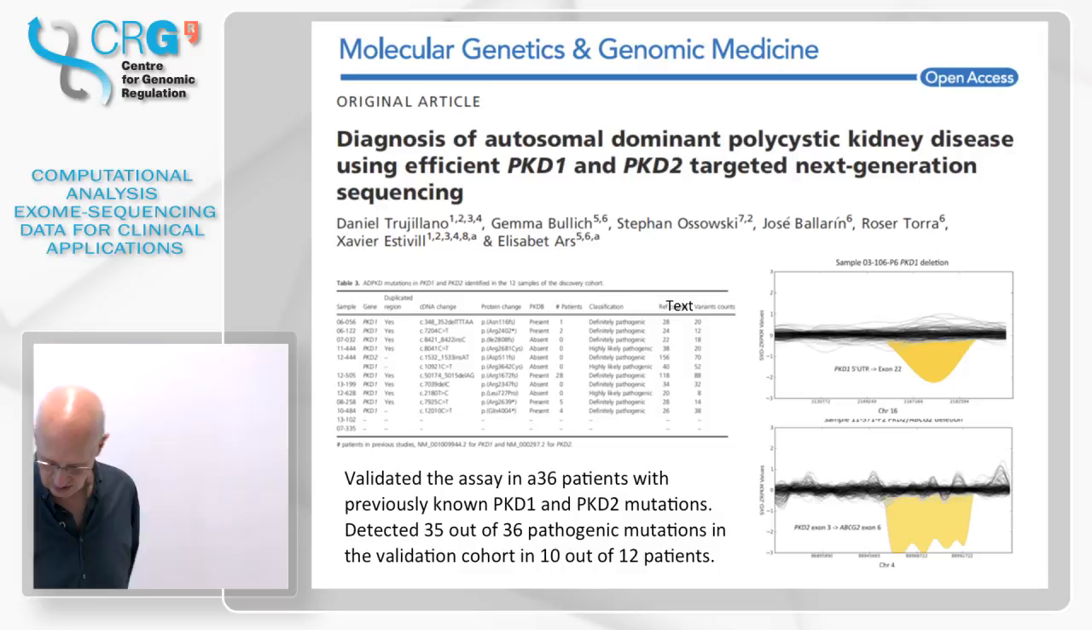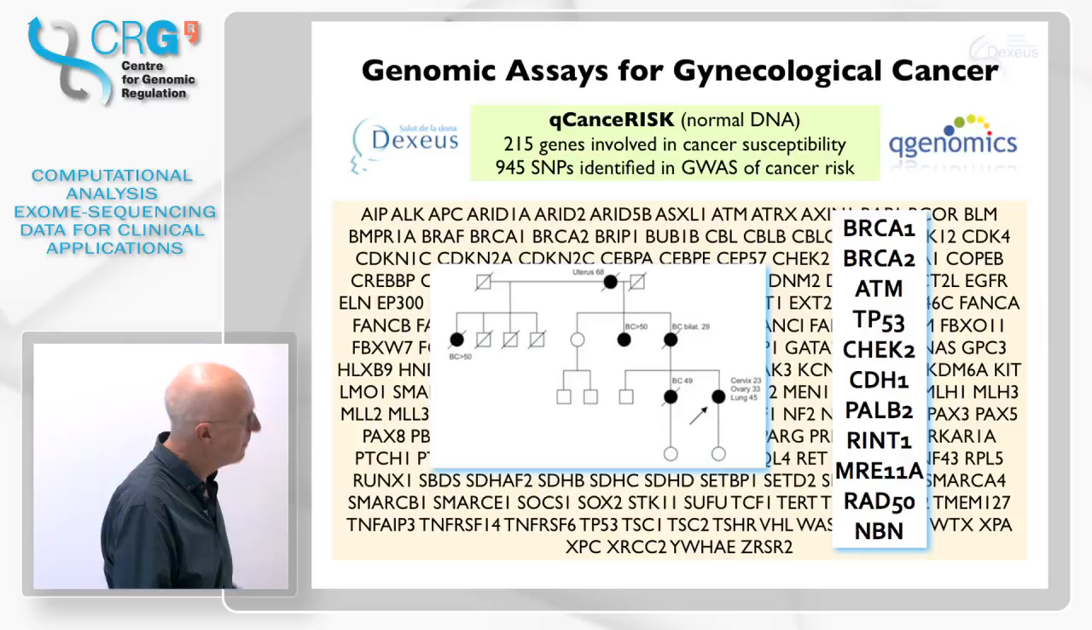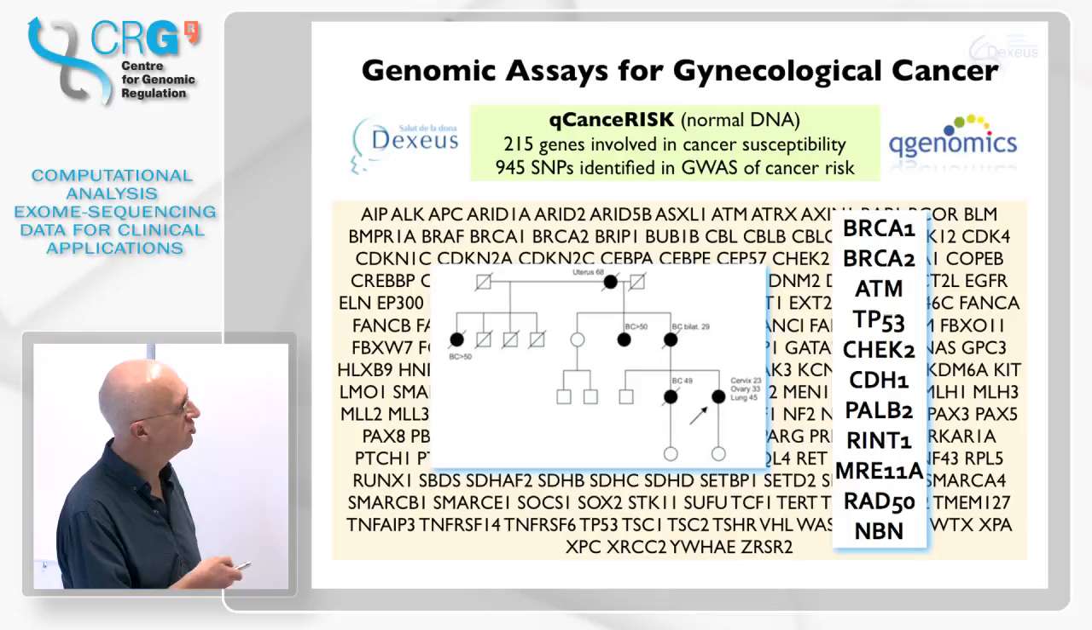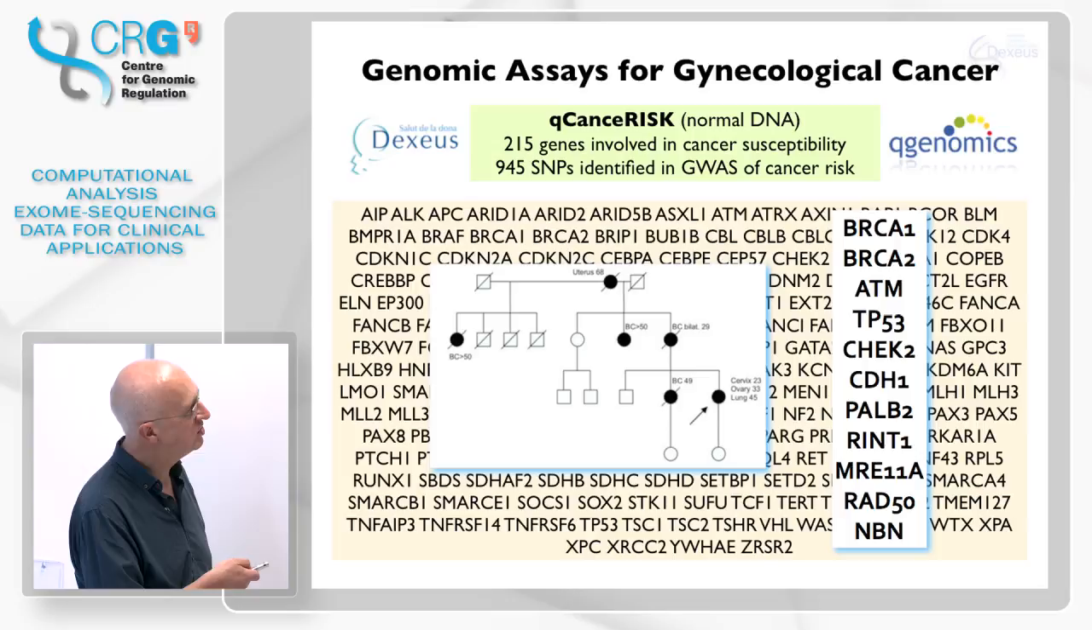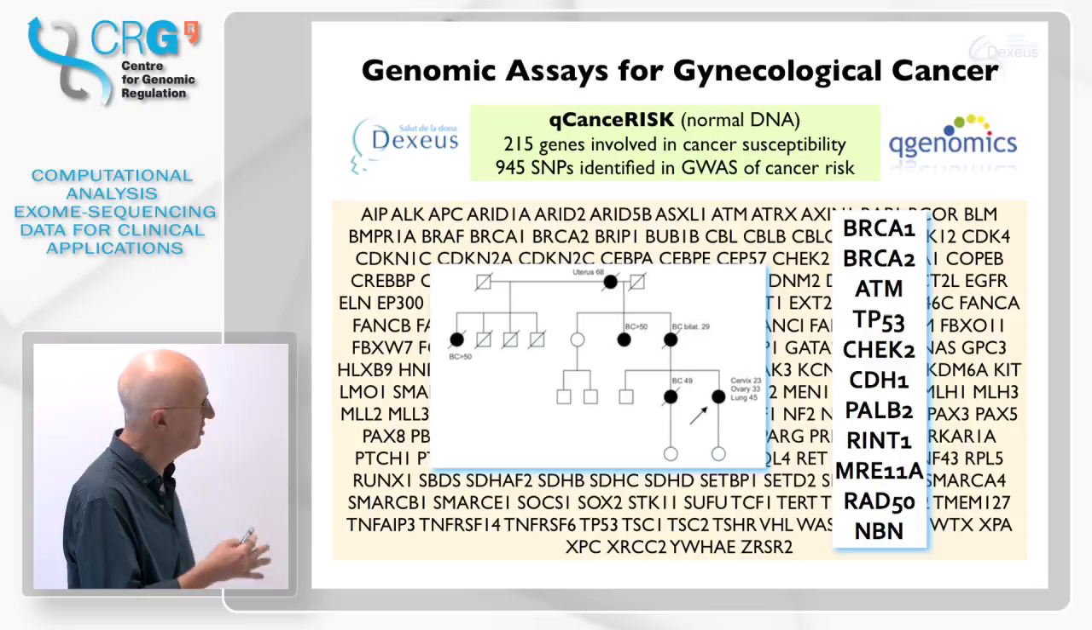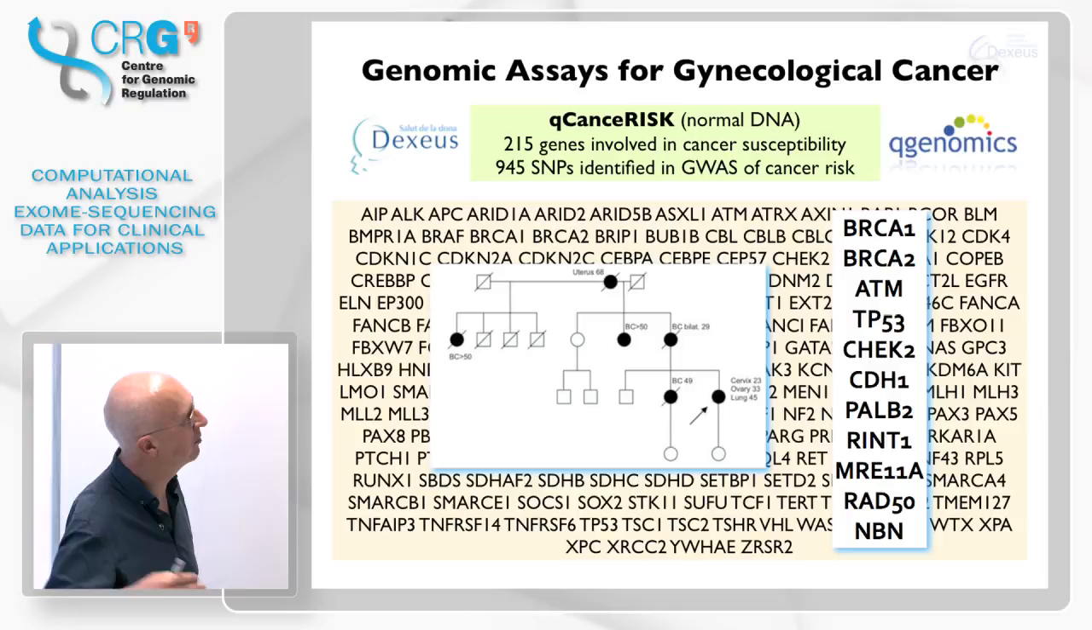And then you can set up more complex panels, and this is a panel that has been set up in collaboration with Q Genomics and also with the Shouse Hospital, in which there are 215 genes that are involved in cancer susceptibility. So this is what we know today. This is the state of the art of what is known about cancer susceptibility, or the heritability of cancer.